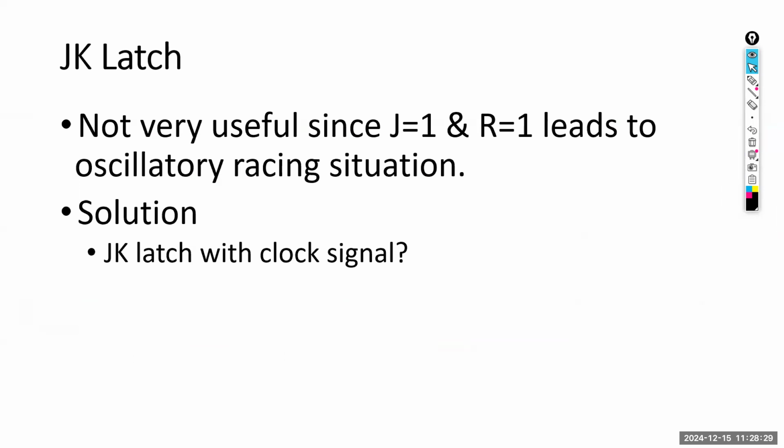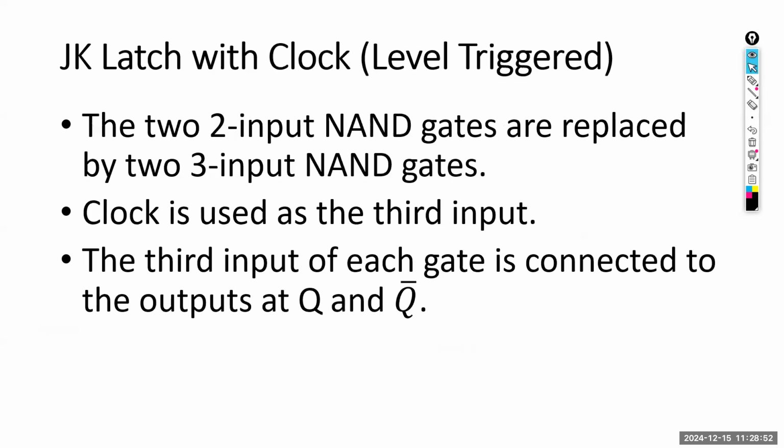Right. So this oscillation, your racing situation, is not very practical because it keeps changing, right? 1 becomes 0, then 0 becomes 1, then 1 becomes 0, 0 becomes 1. So we can prevent that if you use a JK latch with a clock signal, that means you need to go for a JK flip-flop. Okay, JK flip-flop. Again, don't worry too much about the circuit. Your task is to understand what is happening. Okay.